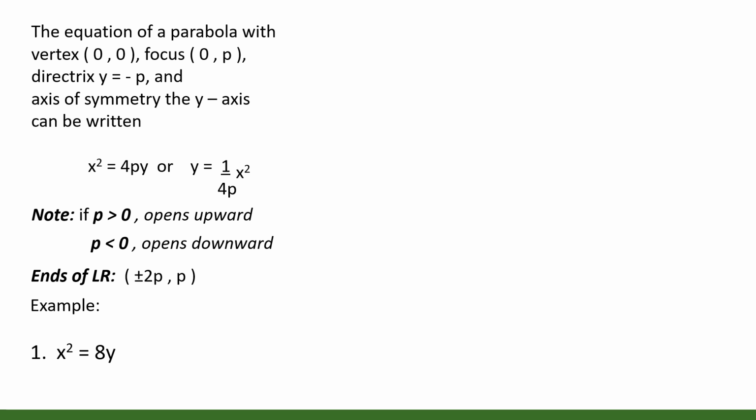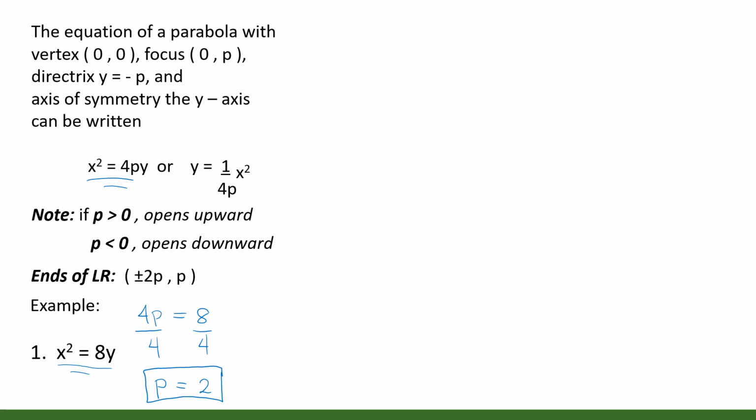Example, x squared equals 8y. Our pattern is x squared equals 4py. And the given equation is x squared equals 8y. Therefore, 4p here is equal to 8, if you notice. Right? And to solve for p, divide your equation by 4. P therefore is equivalent to 2. So this is the value we will use for p.